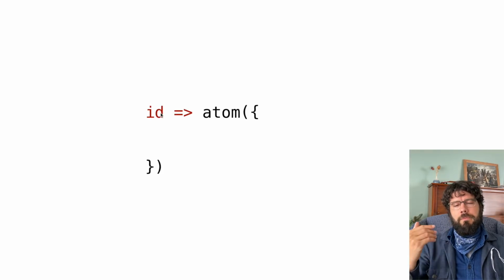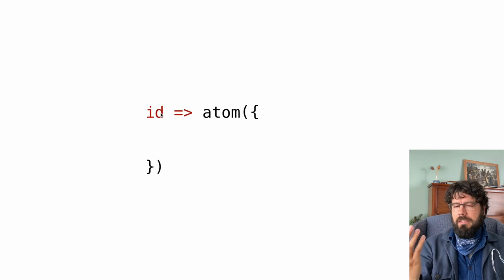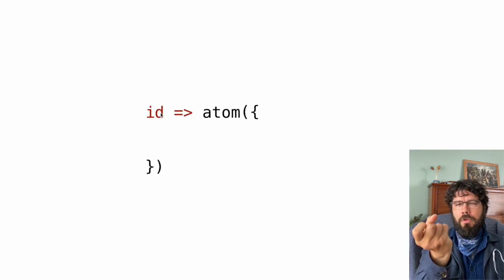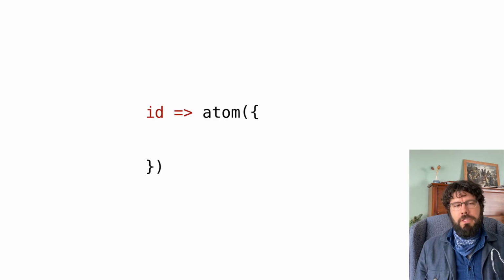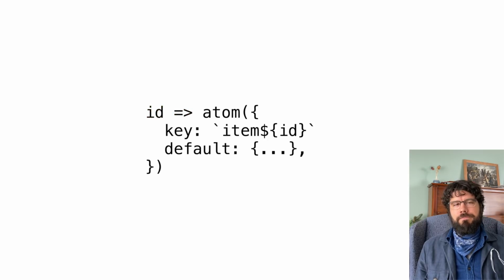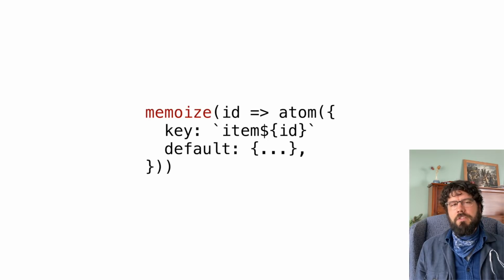So when we call that function, we'll have the ID of the item we want, and then we'll get the atom for that item, okay? So each item will have its own atom, its own state. It just needs a couple of options. We'll put in the default, whatever default value should be for that state. And then we just want one atom for each ID, so we'll memoize that function so that we're just producing it the first time we see that particular ID, and then we'll keep reusing it.